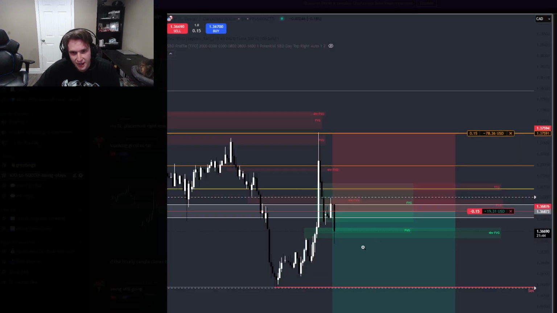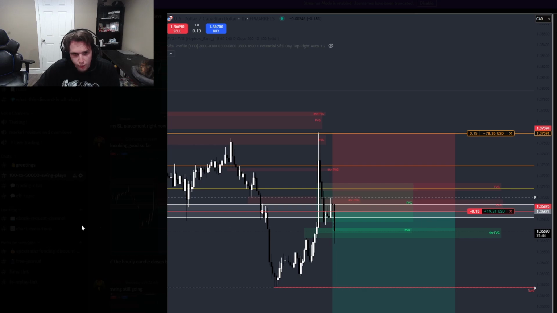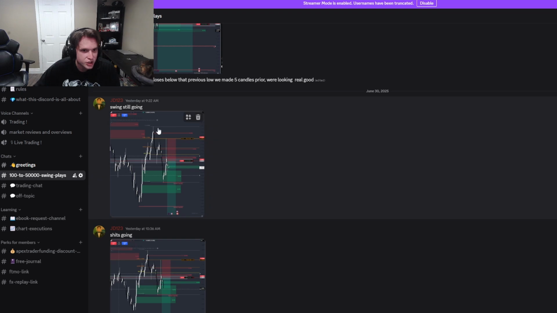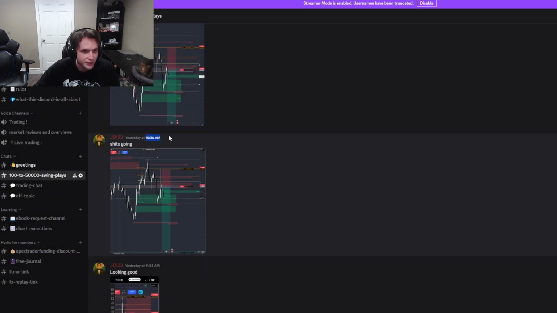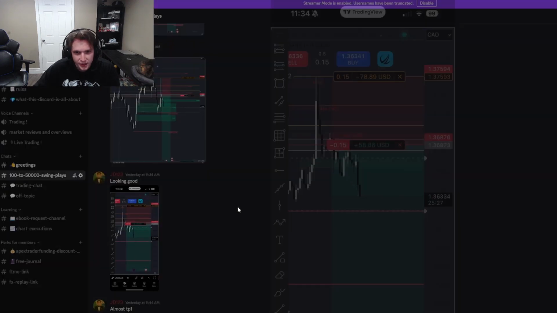So then it looked really good. This was the same night, at 10 p.m. It started to look really good. We're already up. We had a good displacement candle. If the hourly candle closed below that previous low we made, we were looking really good. Swing's still going. Up $50 here at 10:36 a.m. the next morning. Looking good here at $58.